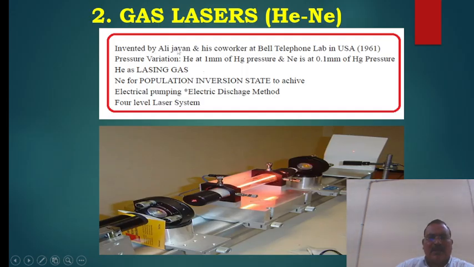This was invented by Ali Javan and his co-workers at Bell Telephone Lab in the USA in 1961. Pressure variation: helium is at 1 mm of mercury pressure, and neon is at 0.1 mm of Hg pressure. Helium is used as the lasing gas, and neon is given to achieve the population inversion state.